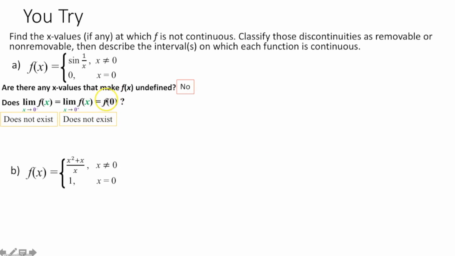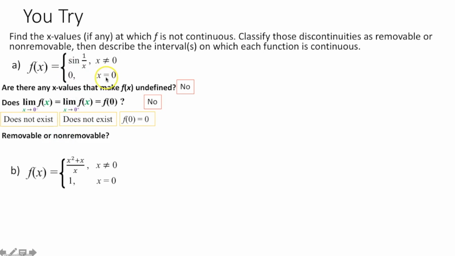But at f of 0, we are plugging in this point 0, 0. Therefore, f of 0 is actually equal to 0. So these three things are not equal to one another. Now, because of that, we can say the function is not continuous at x is equal to 0. We then ask ourselves, is that a removable or non-removable discontinuity?